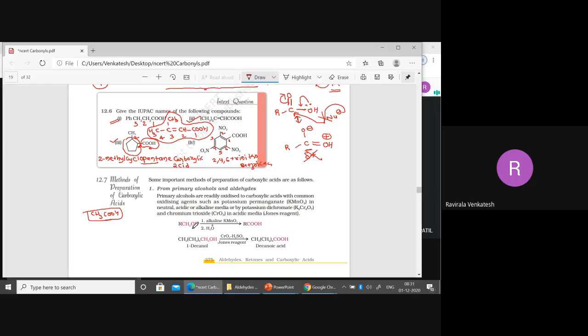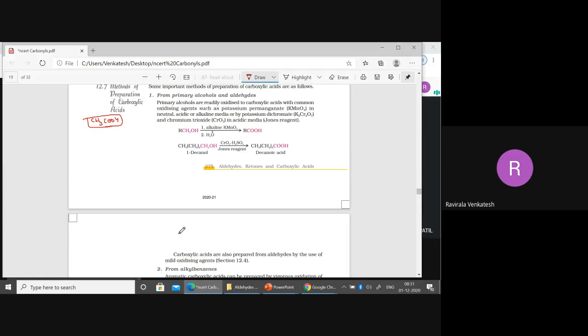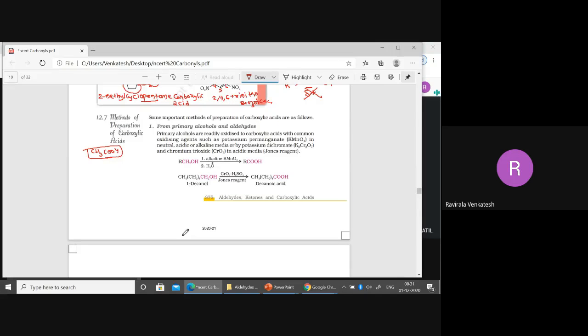At the end of this chapter, you have some exercises. Try these IUPAC nomenclatures. Next, we will move to some preparation methods. What are the general preparation methods of carboxylic acid? Today we will complete these preparation methods only.